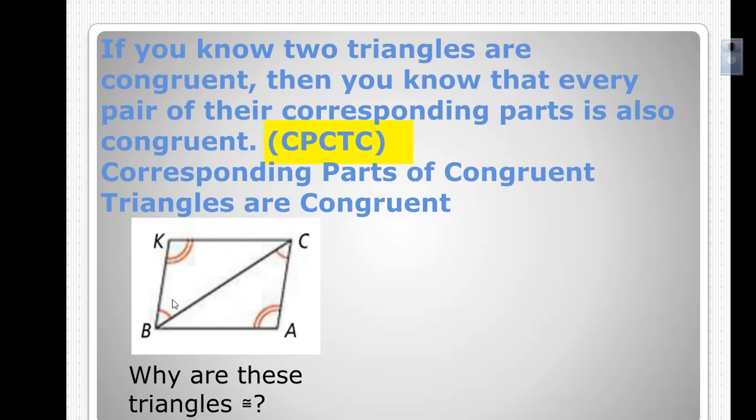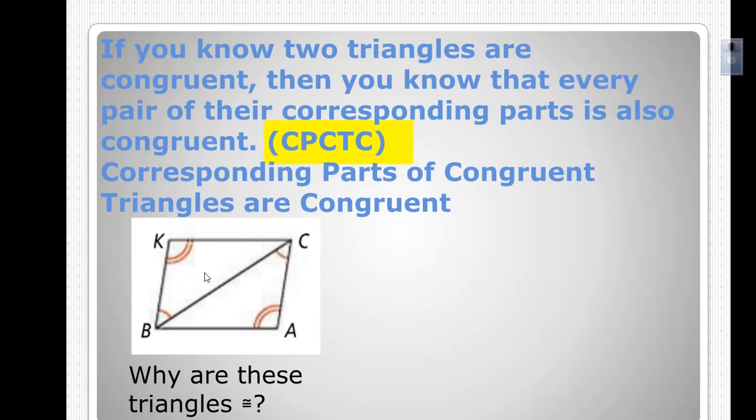We proved three parts of the triangle congruent in our last lesson. Now we can say that the other three parts are congruent. The abbreviation we're going to use here is CPCTC: corresponding parts of congruent triangles are congruent.